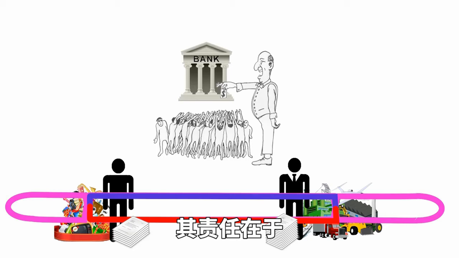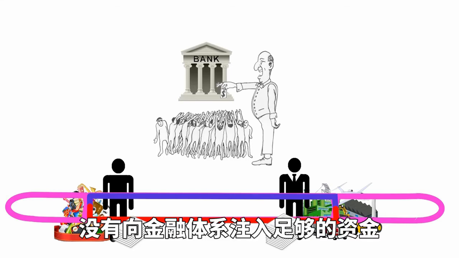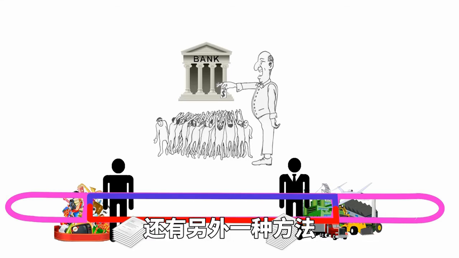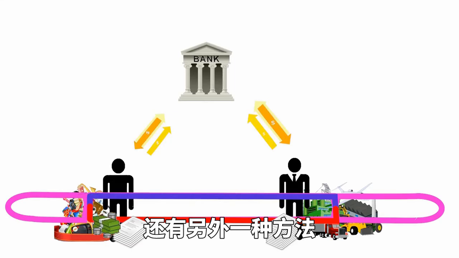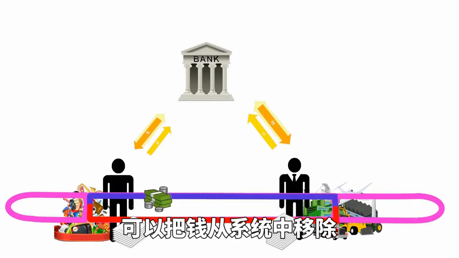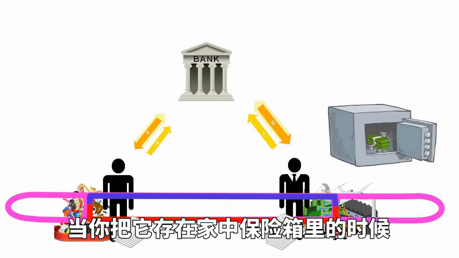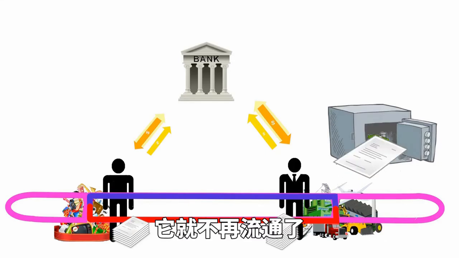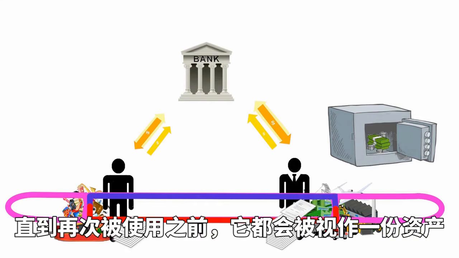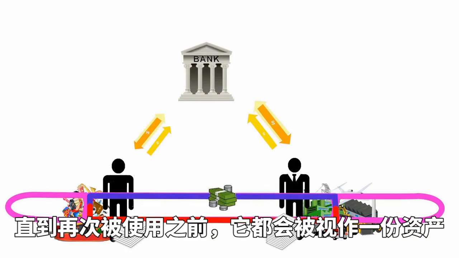Otherwise, all the crises are created by a lack of money in the system, and they are financial crises. And the responsibility relies on those who don't inject enough money into the system. There is another way when money is removed from the system. It is when you store it, when you keep it at home in a safe, for example. It is no more in circulation and it will be counted as an asset until it is spent again.